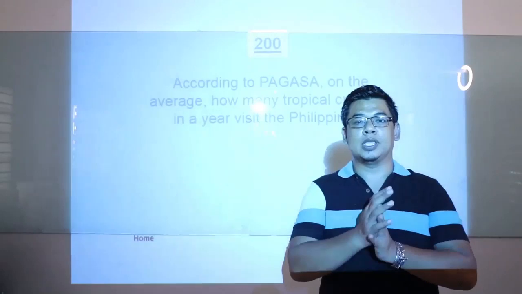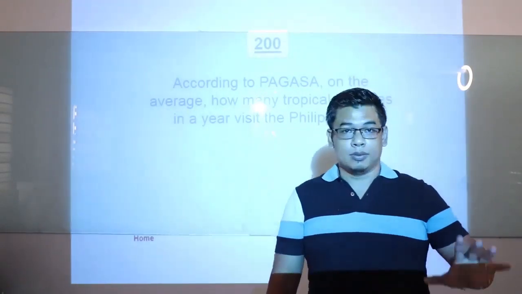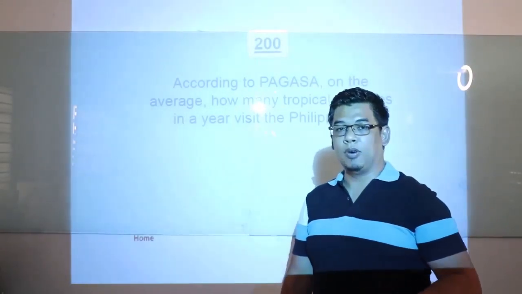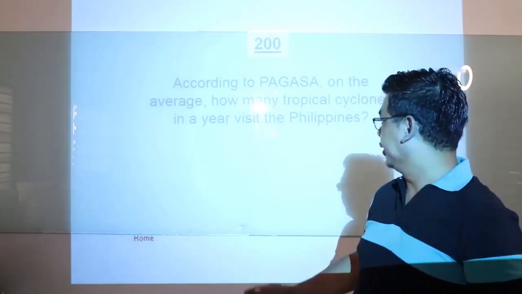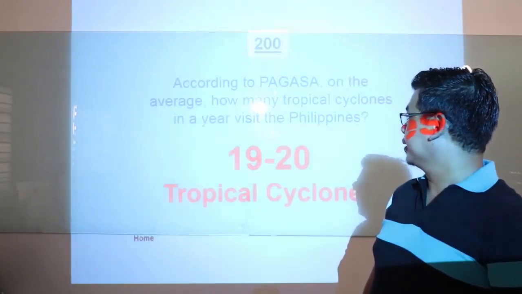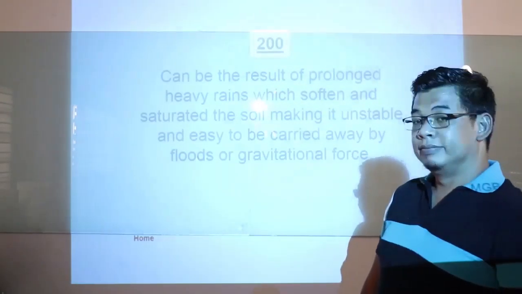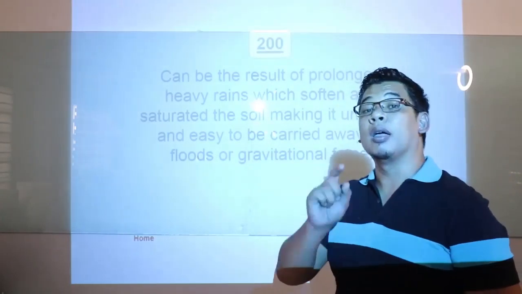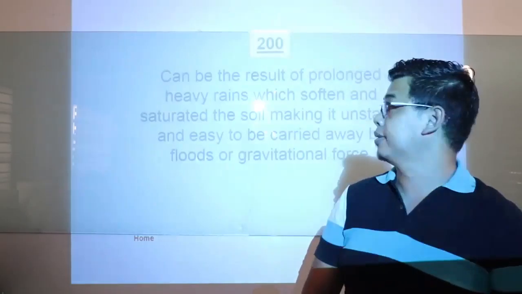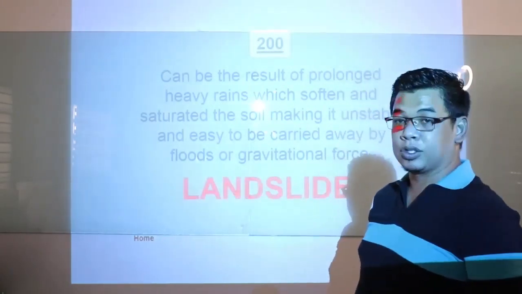And then, for our quiz for today, I will give you 5 seconds to read and then answer the following question. 5, 4, 3, 2, 1. The right answer is 19 to 20 tropical cyclones. Question number 2. Try to read. And by the way, don't forget to type your answer in the comment box. The right answer is landslide.